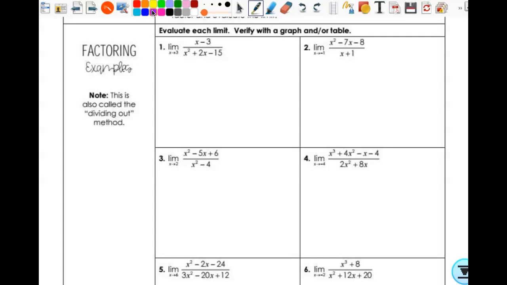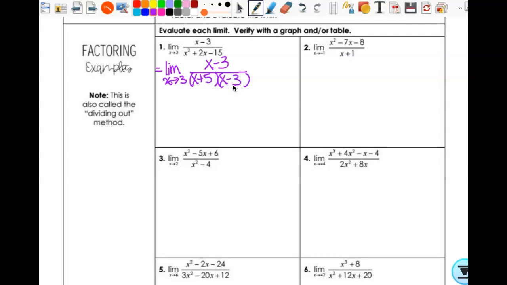So when we look at number 1, we would get 0 over 0 if we substitute it in. So then we factor. So I say this equals, I have to rewrite the limit as x approaches 3. I'm not doing anything with the numerator. It's just x minus 3. Then I'm going to factor the denominator. That 15 is negative, so I know that my signs are opposite. So that would be a positive 5 and a negative 3.